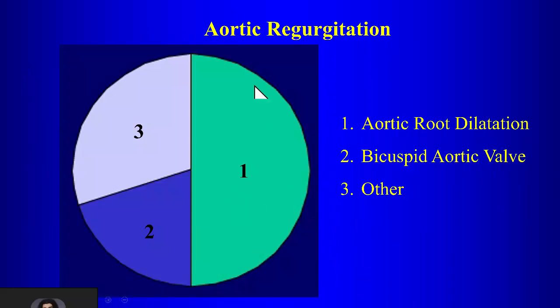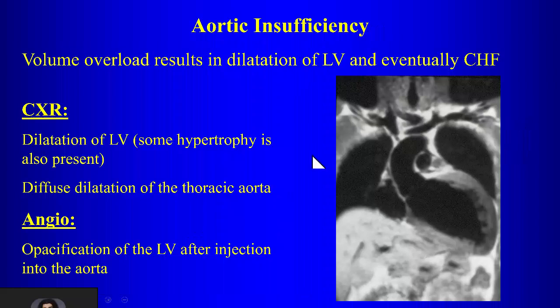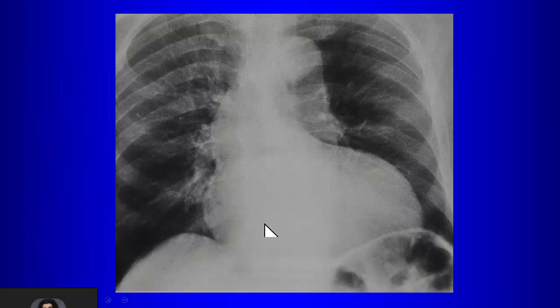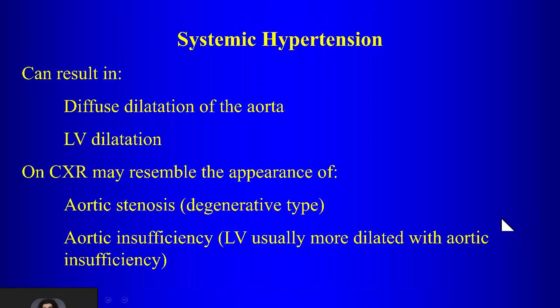Aortic root dilatation is probably the most common cause of aortic insufficiency, and then we have bicuspid valve as a single cause, and then there are other miscellaneous causes. So with aortic insufficiency, we will get dilatation or tortuosity of the ascending aorta, and you'll also get dilatation of the left ventricle. Okay? So dilated ascending and descending thoracic aorta, big left ventricle, so we can see this with aortic valve insufficiency.